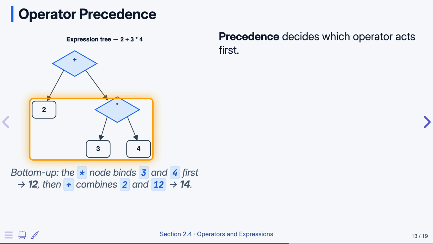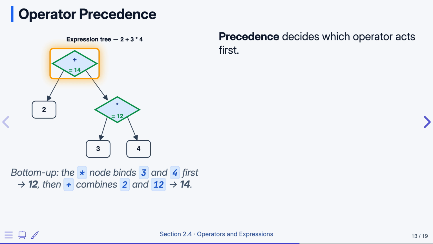Here is the expression tree for 2 + 3 * 4. Start at the bottom with the leaves. 3 and 4 are the two values under the multiply node. 2 sits on its own under the plus node. Evaluation flows from the bottom up. Multiplication binds first because it has higher precedence. So the multiply node acts before the plus node. 3 times 4 is 12. Now the plus node can act. It combines 2 and the 12 we just computed. 2 plus 12 is 14. That is why 2 + 3 * 4 is 14, not 20.